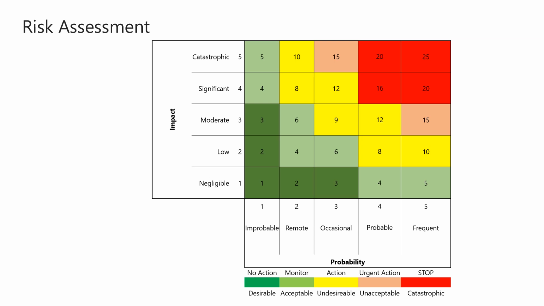If you look at the bottom of the grid, you'll see that this is where we're talking about probability. And again, we have a measurement on a scale of 1 to 5. I have it labeled improbable all the way up to frequent. So this can look at something like, what is the probability that this can go down, or how frequently does this go down?